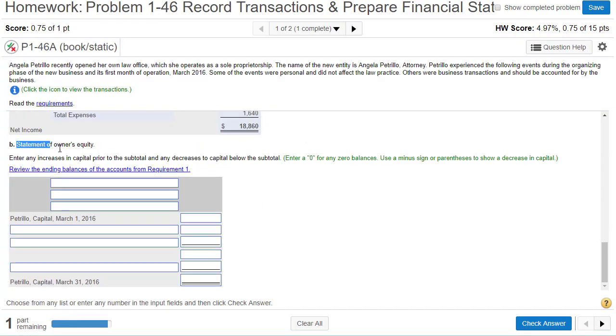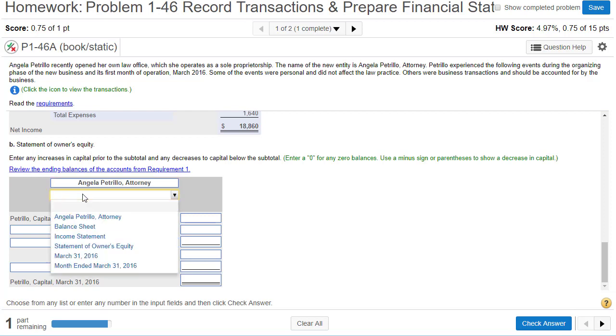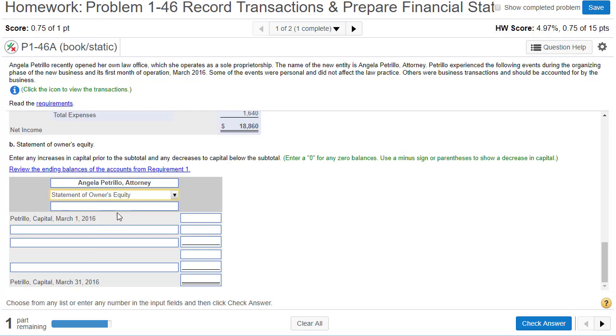Now we're going to create our statement of owner's equity. So before we start the statement of owner's equity, we need to do the 3-line heading. The 3-line heading is, again, the first line is the name of the company. Second line is the name of whatever it is you're working on, in this case, statement of owner's equity. And then the third line is time related. So we have to figure out, does this statement of owner's equity show what happened to equity over one day or a period of time?